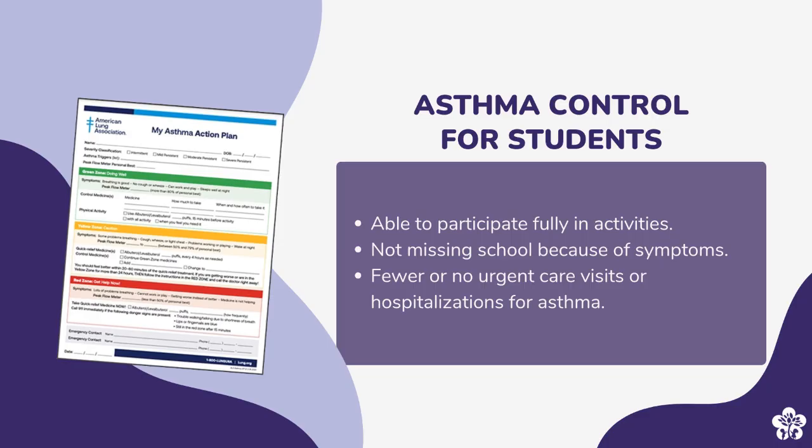Three main ways to ensure that someone's asthma is under control is that they're able to participate fully in activities, they are not missing school because of symptoms, and they have fewer or no urgent care visits or hospitalizations for asthma. One document that can assist in this communication is the Asthma Action Plan, or AAP. Everyone with asthma should have an AAP or care plan, and it should be completed by their healthcare provider.